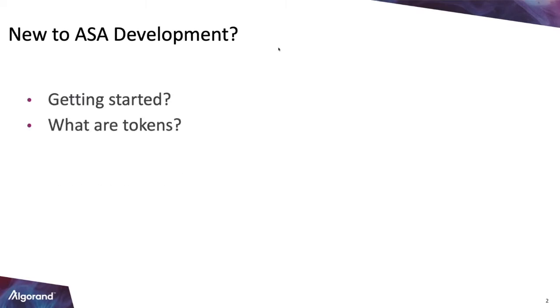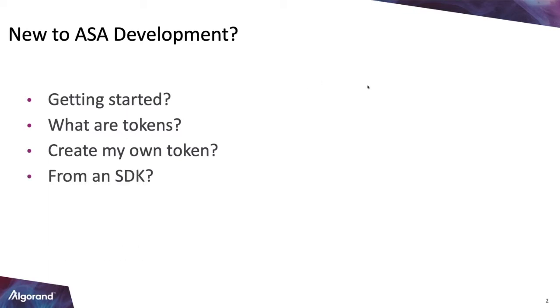All right, so let's start getting into it here. Are you new to ASA development? Number one, how do you get started and what the heck are tokens anyway? As well as, when I do figure that out, how do I create my own? And what can I use them for? Can I do it from an SDK? And how do I do that? And once I've created it, how can I get some status on the assets? How can I query to get asset information?